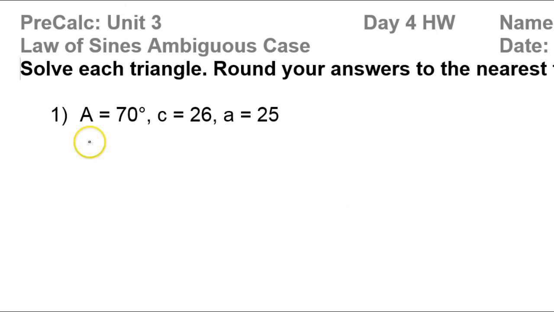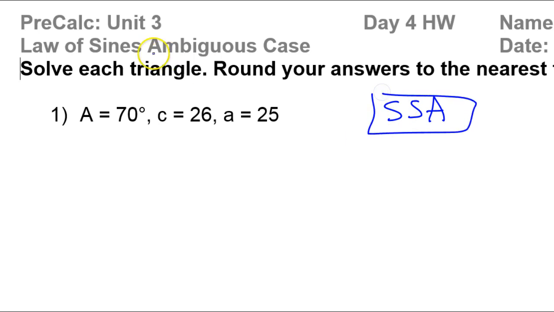Okay, so let's draw ourselves a picture. Now, as soon as you see that you are given an angle, a side, and a side, right away you know that you're dealing with the side-side-angle situation. You know that this is the ambiguous case. So here's what I recommend. As soon as you realize that you're dealing with the ambiguous case, I want you to shoot for this.